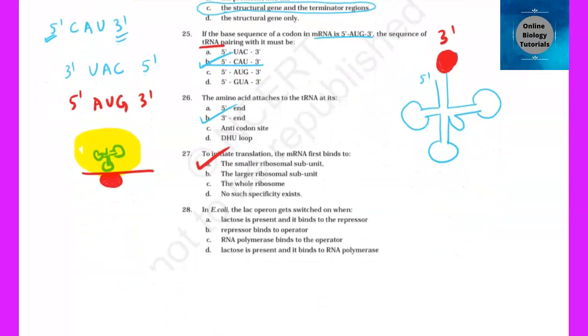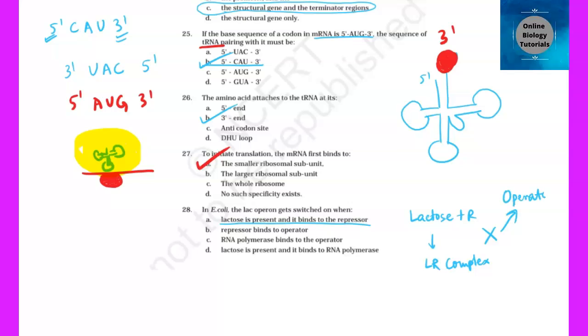The last question of this chapter is, in E. coli, the lac operon gets switched on. It gets switched on when lactose is present and binds to the repressor, because the repressor is a protein that is a product of the lac I gene. So once lactose is there, it will bind to the repressor to form a lactose-repressor complex, and this complex will not bind to the operator.